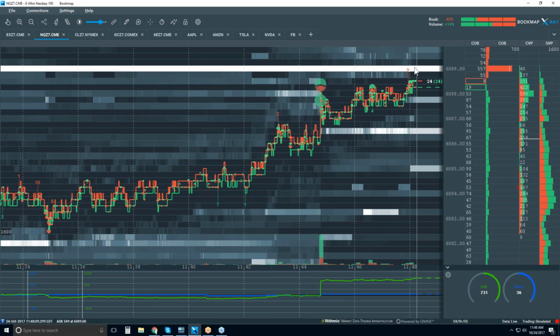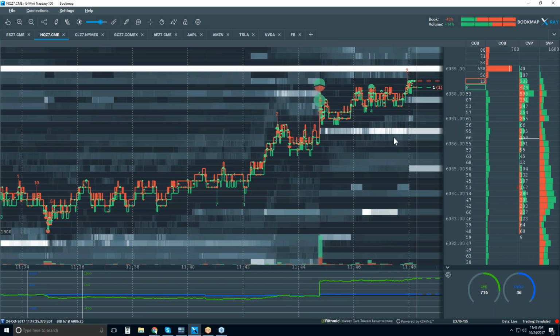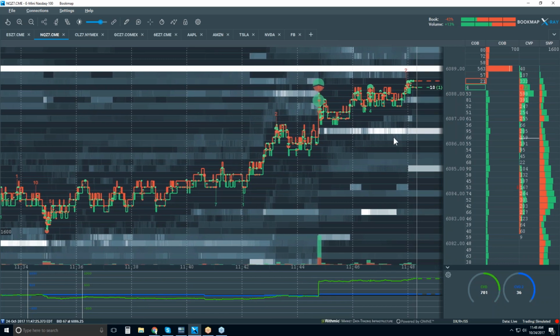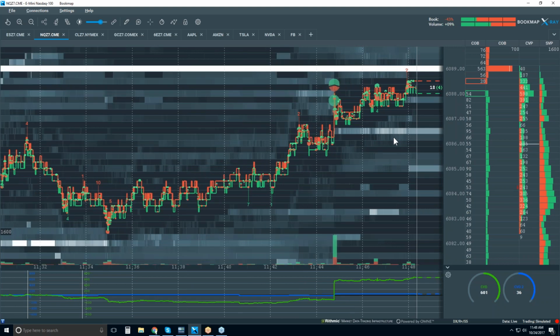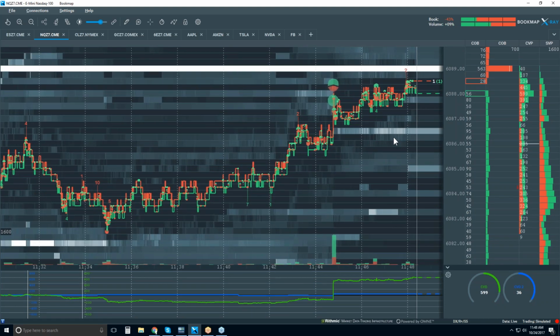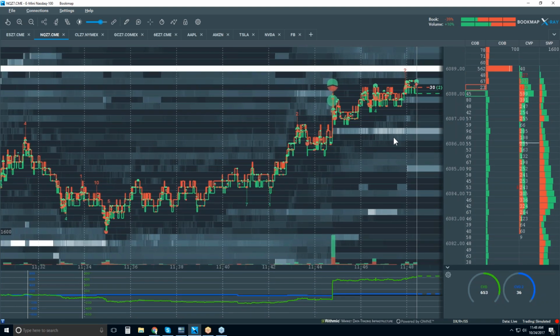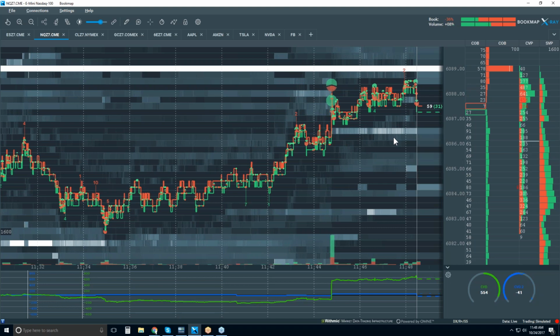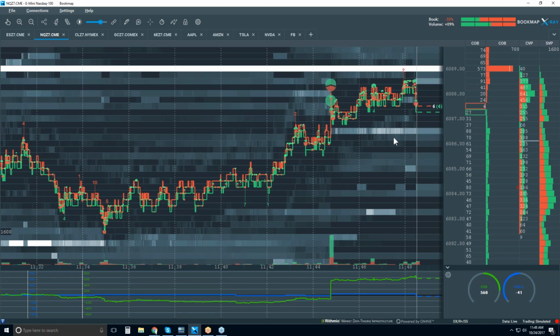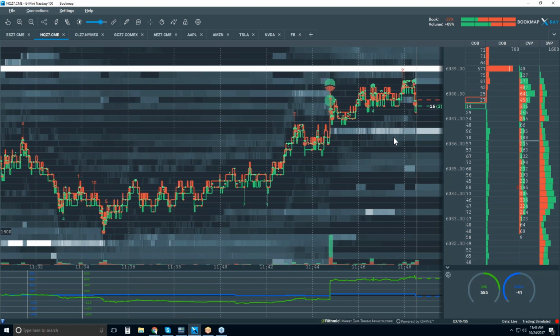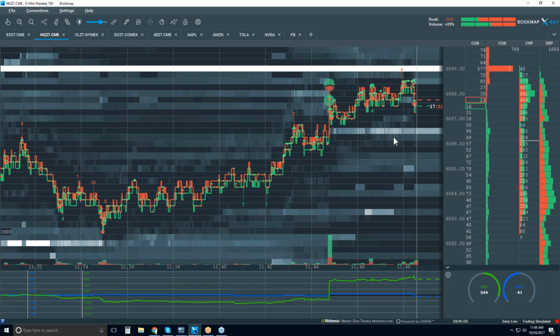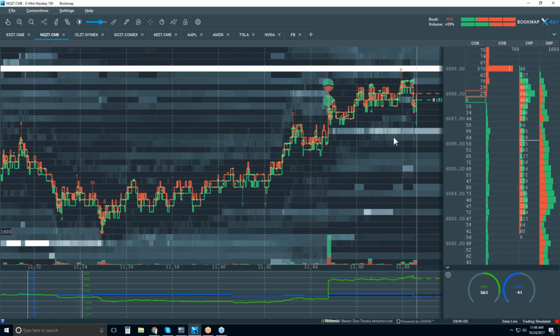The buyers know they can get filled here. When we got a little bit of a pullback here, some sellers jump right back in.